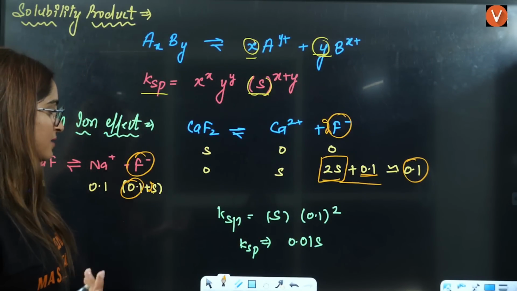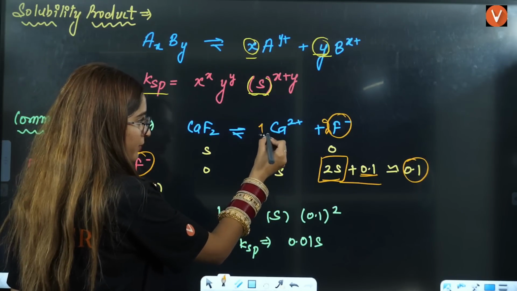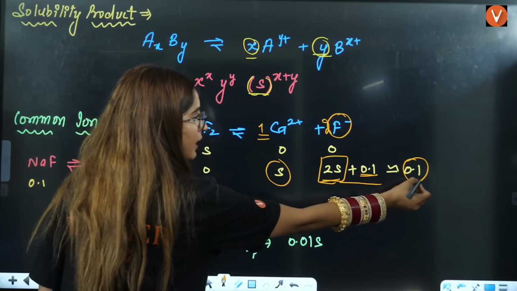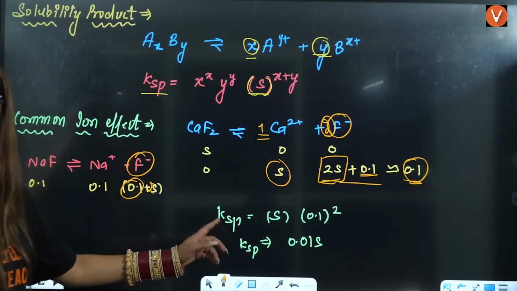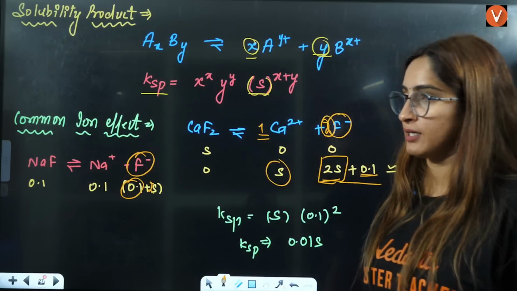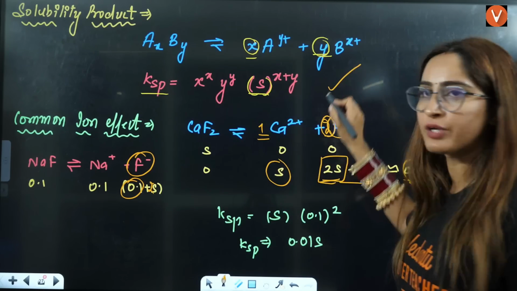Then you can write the answer in the end, that Ksp is equal to this stoichiometry, solubility raised to the power of the stoichiometry, that is 0.1 raised to the power of the stoichiometry, that is 0.1 squared, and that is how you will get the answer if you have common ion effect. If you have no common ion effect, directly you can apply this trick.